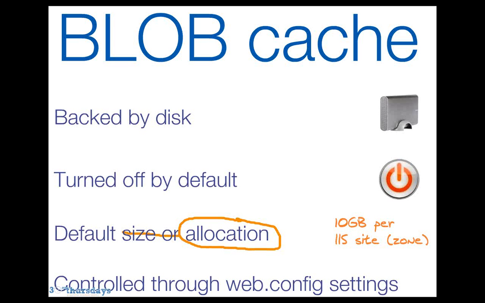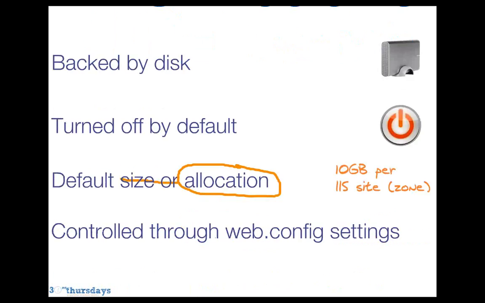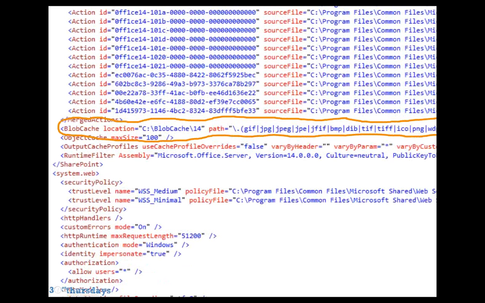And there's a default allocation of 10 gigabytes per IIS site or web application zone. This is partitioned on a web app zone basis because we control it through web config settings. And if we look at a web config and dive into it, this is how we control blob caching. There's a blob cache element with a number of different attributes, a location, a path, things like that.